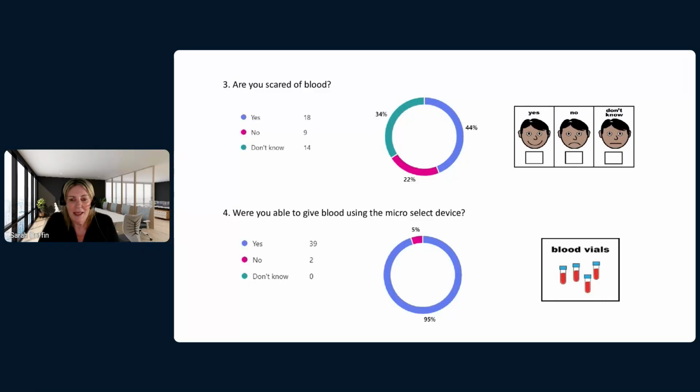The brilliant result that we have from this data is number 4. Were you able to give blood using the TAP Micro select device? And as you can see, the majority of people that we supported were able to do that. And we include in that people who have some really complex presentations.